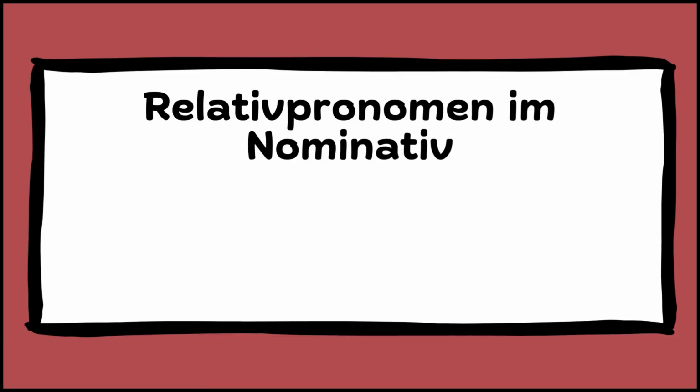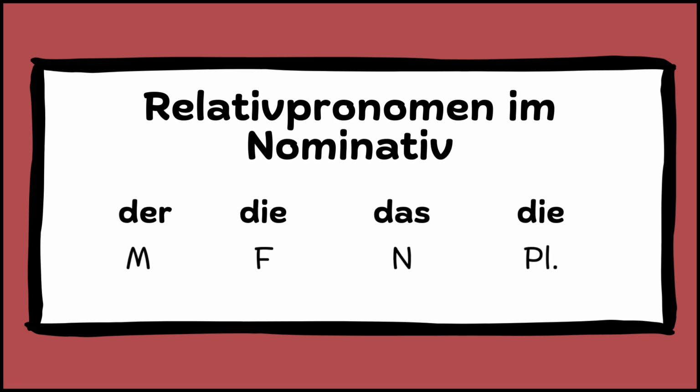Let's look at Relativpronomen im Nominativ. Der, die, das, die. Der for masculine nouns, die for feminine nouns, das for neutral nouns, and die for plural nouns. That's it. That's literally it. They are the same definite articles or bestimmte Artikel for the nominative case. The same goes for the other cases as well, except some exceptions. We'll practice them one by one. For now, let's focus on the nominative. Der, die, das and die.